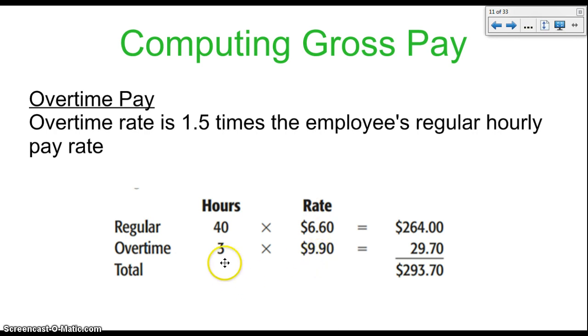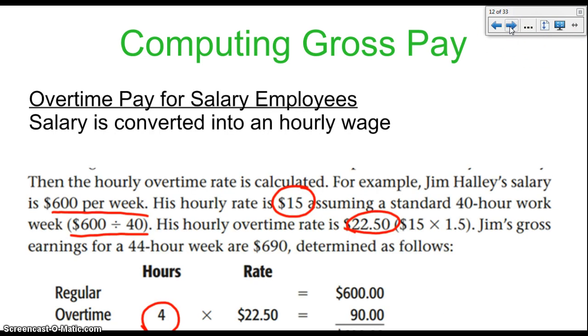Okay. They had 3 overtime hours, so you can calculate that out, and then you would add those two together to figure out their gross pay. So how do you figure out overtime pay for a salary employee? This takes a little bit more work. You have to figure out what the hourly rate would be for a salaried employee.